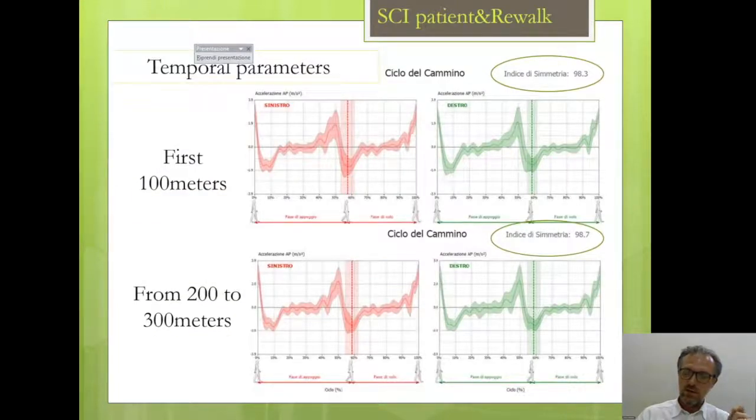In the temporal domain, we are able to evaluate the symmetry between the left and the right side, the index of symmetry, while the patient is using the exoskeleton during the first 100 meters and the last 100 meters. As you can see here, our patient is able to maintain the same pattern of motion from the left to the right side and from the first to the last 100 meters of gait. It is not only a matter of volume, but also a matter of quality in the use of the exoskeleton.